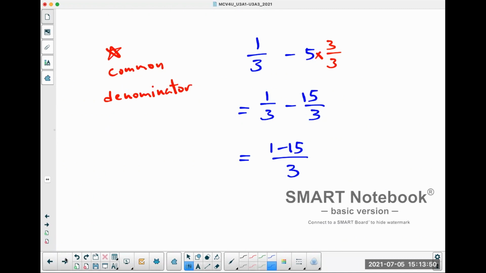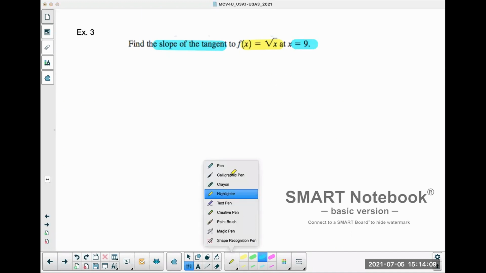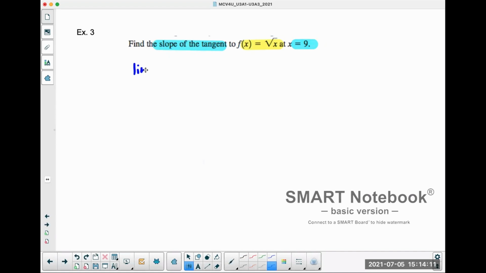Okay, one last example for today is the last type of function. The last type of function is a square root function. Now, what you're asked to do is still the same. You're asked to find the slope of the tangent. You will be given a point. So you're going to do the exact same setup. Limit h approaches 0, f at a plus h minus f at a, divided by h.